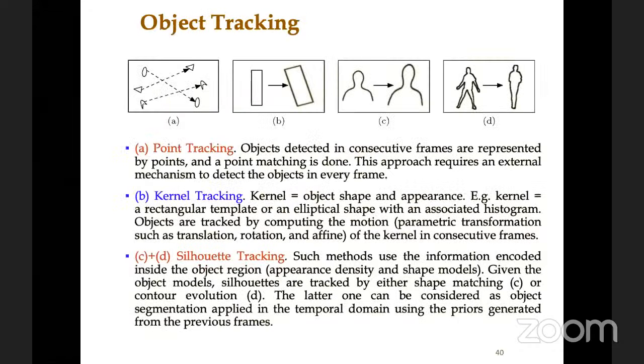So there can be point tracking when we finally try to track the object. There can be kernel tracking, there is silhouette tracking. In a short period, you can identify the names for planning to do your research.